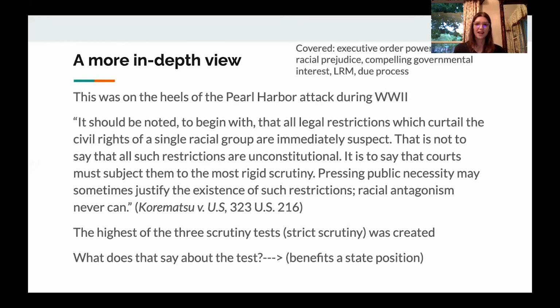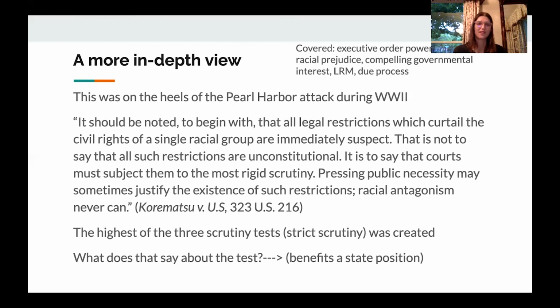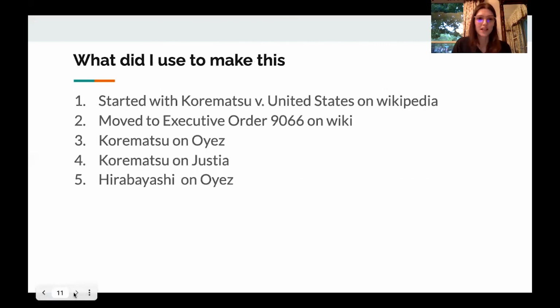So what does that say about this test, I guess? The most strict form of scrutiny was created for this case specifically, and it was decided for the United States even. So I would say that this case benefits a stay position, but you can decide for yourself what this says about this test. But it's interesting, the roots.